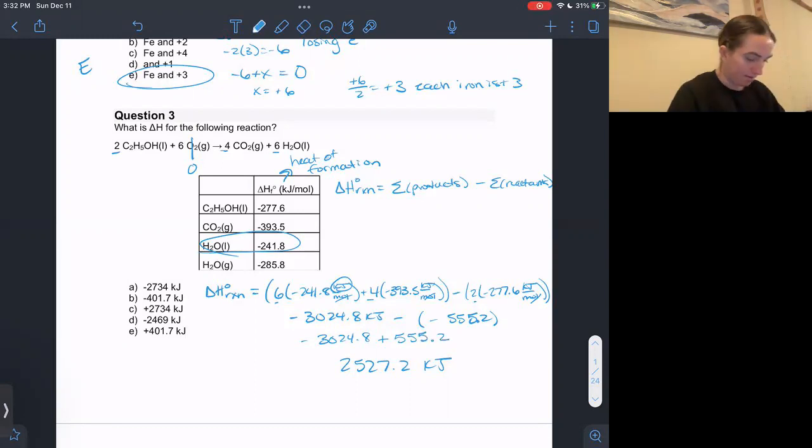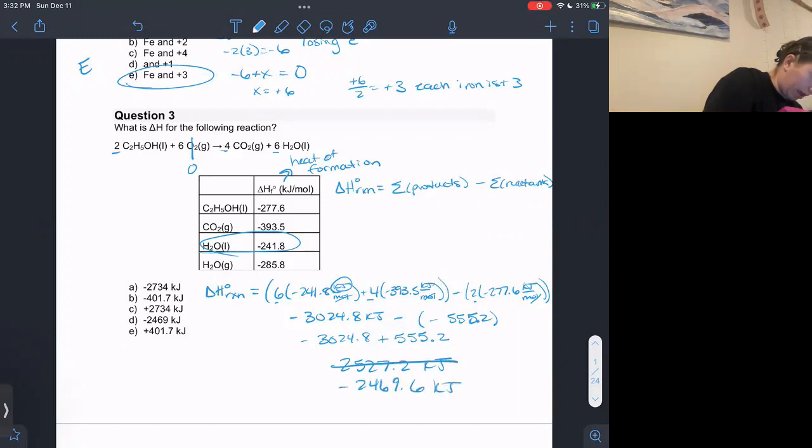Okay, so it becomes 555.2. Okay, so add negative 3024.8 plus 555.2. Okay, there we go. Now I get negative 2469.6 kilojoules, and that's close enough to D. So I'm going to go with D.